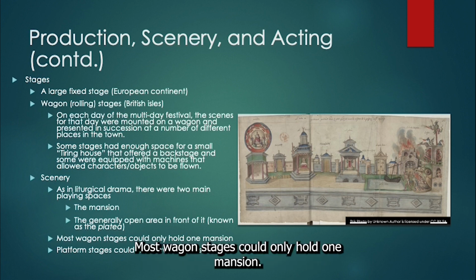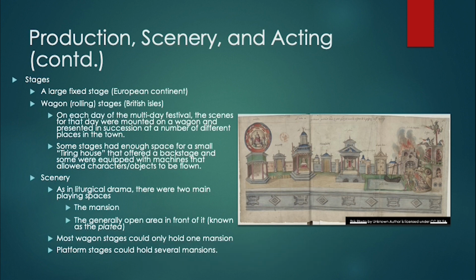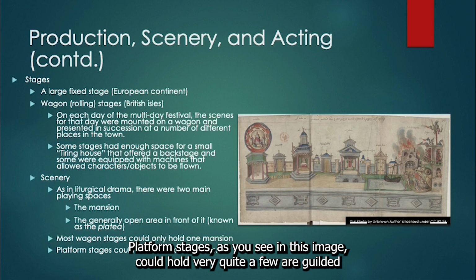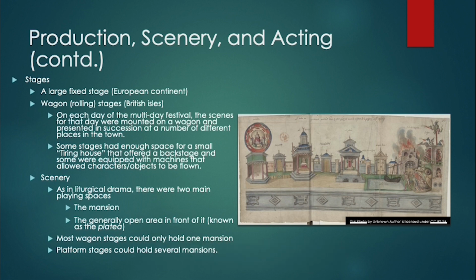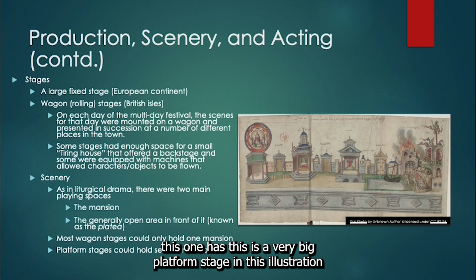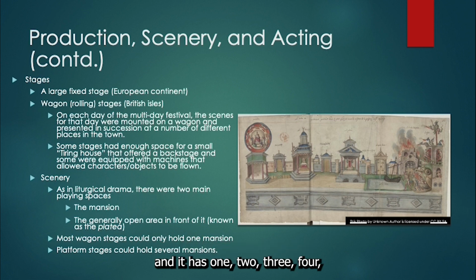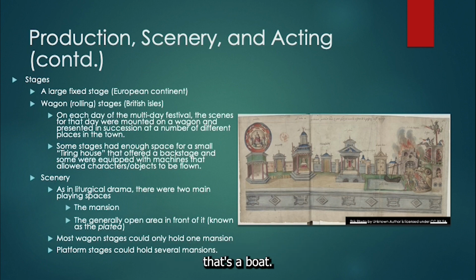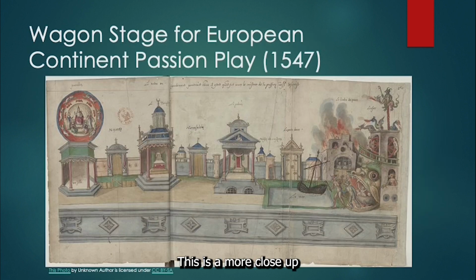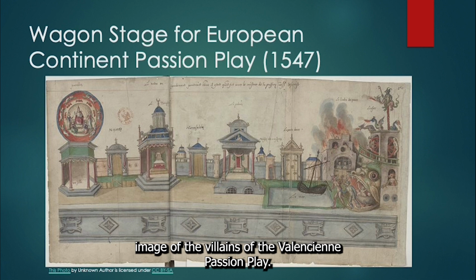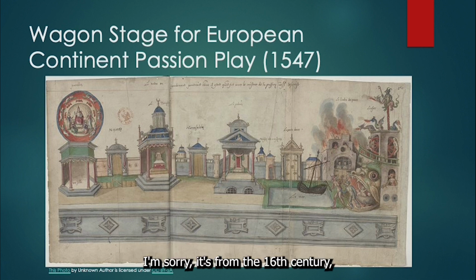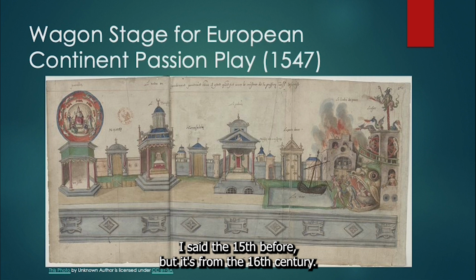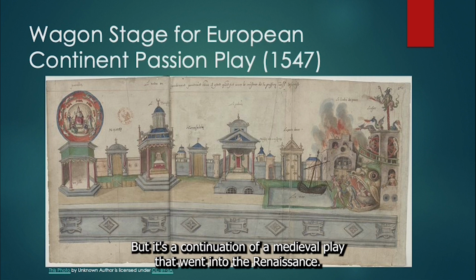Most wagon stages could only hold one mansion. Platform stages, as you see in this image, could hold quite a few. This is a very big platform stage in this illustration, and it has 1, 2, 3, 4, 5 mansions, and it looks like another small piece of scenery that's a boat. This is a more close-up image of the Valenciennes Passion play. I'm sorry, it's from the 16th century. I said the 15th before, but it's from the 16th century. But it's a continuation of a medieval play that went into the Renaissance.